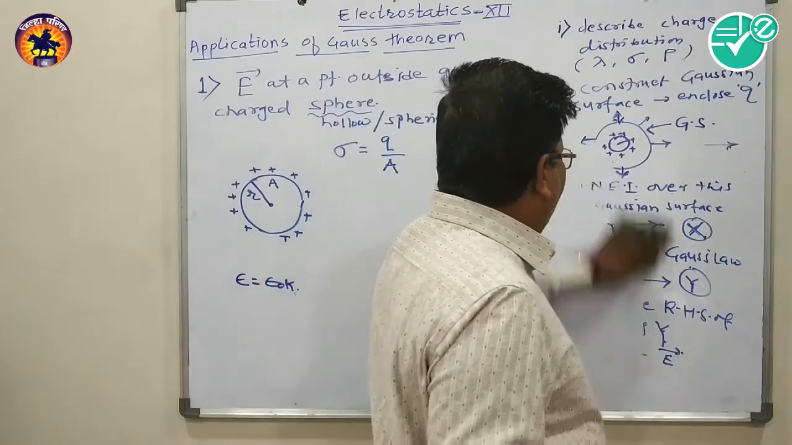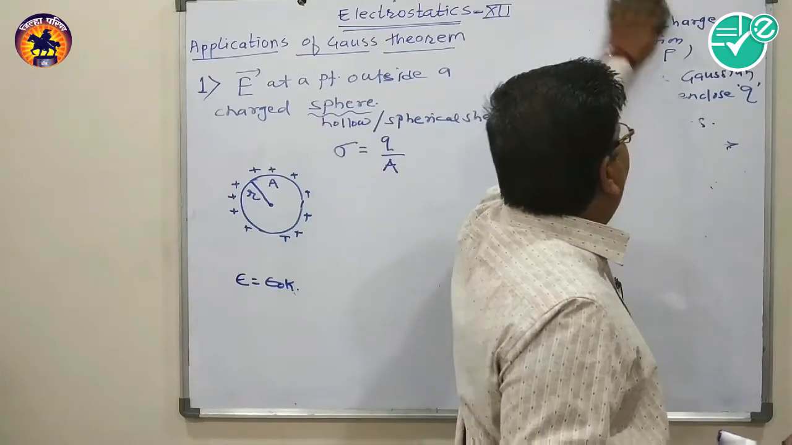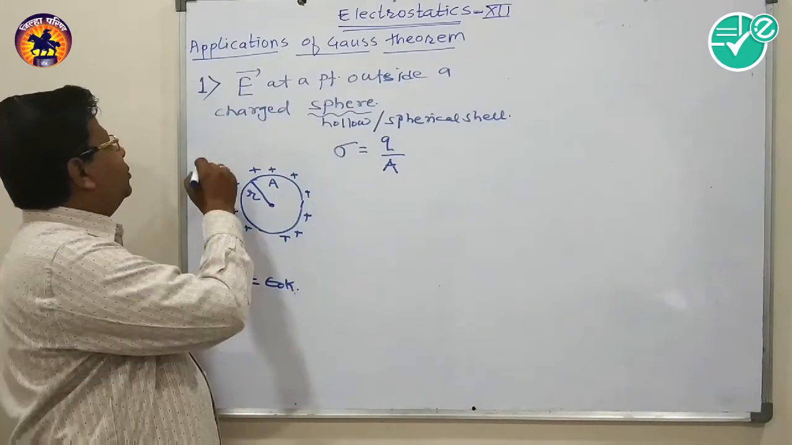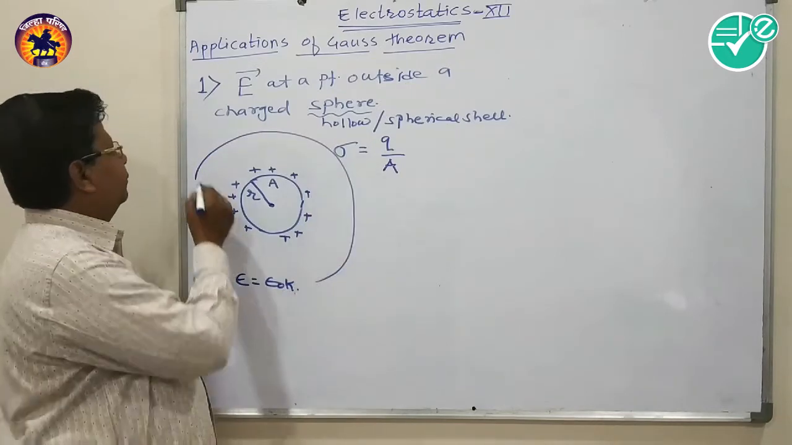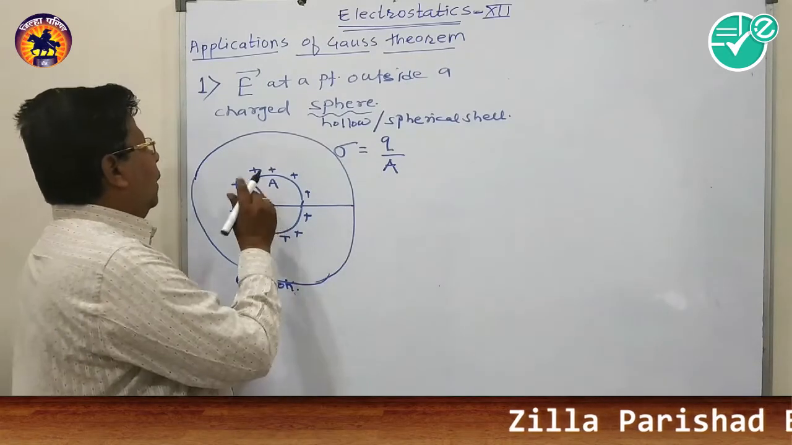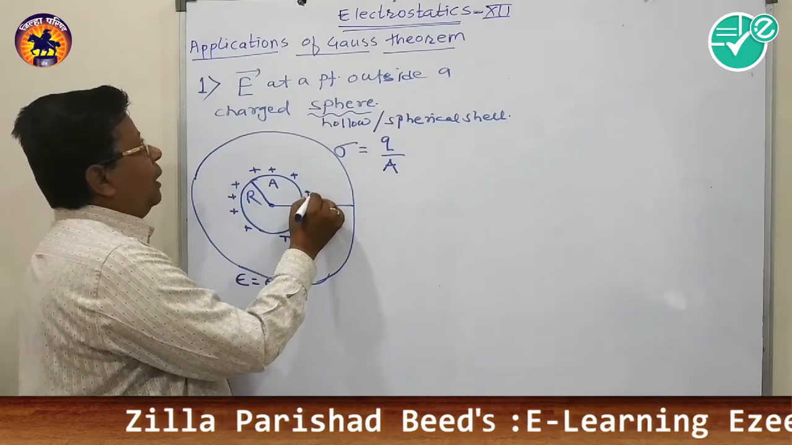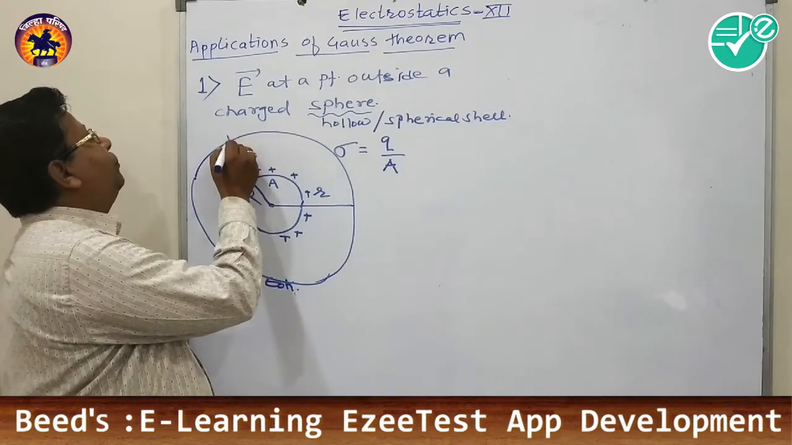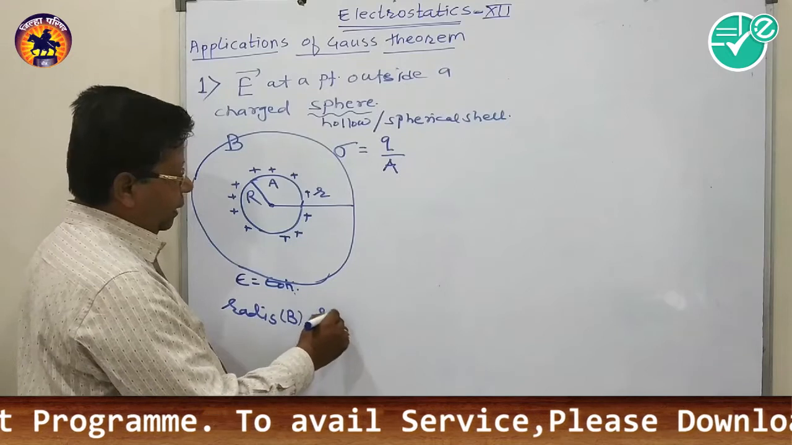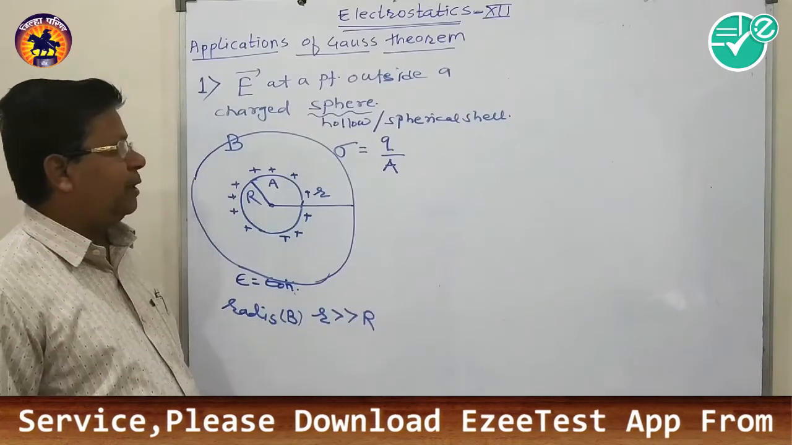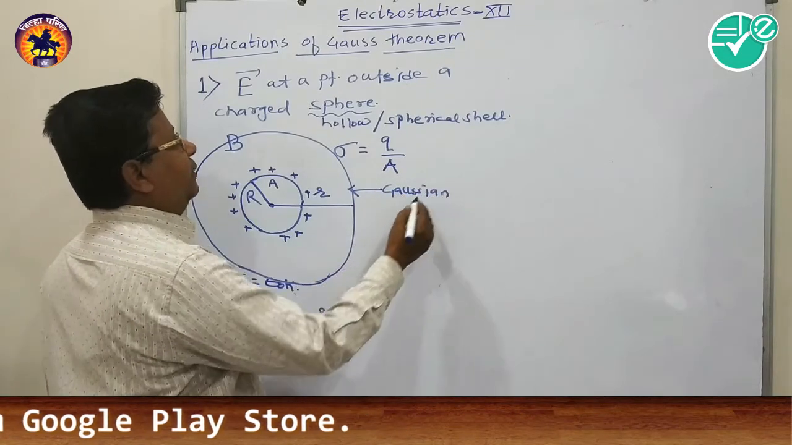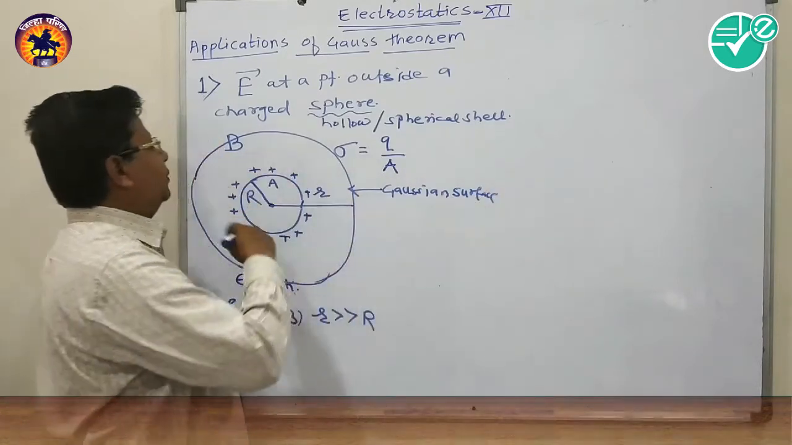Now construct an imaginary concentric sphere known as Gaussian sphere whose radius is equal to small r, and in this case this is the sphere B, and radius of sphere B is greater than the radius of sphere A. So this is the Gaussian surface, and this Gaussian surface encloses the charge distributed on sphere A.